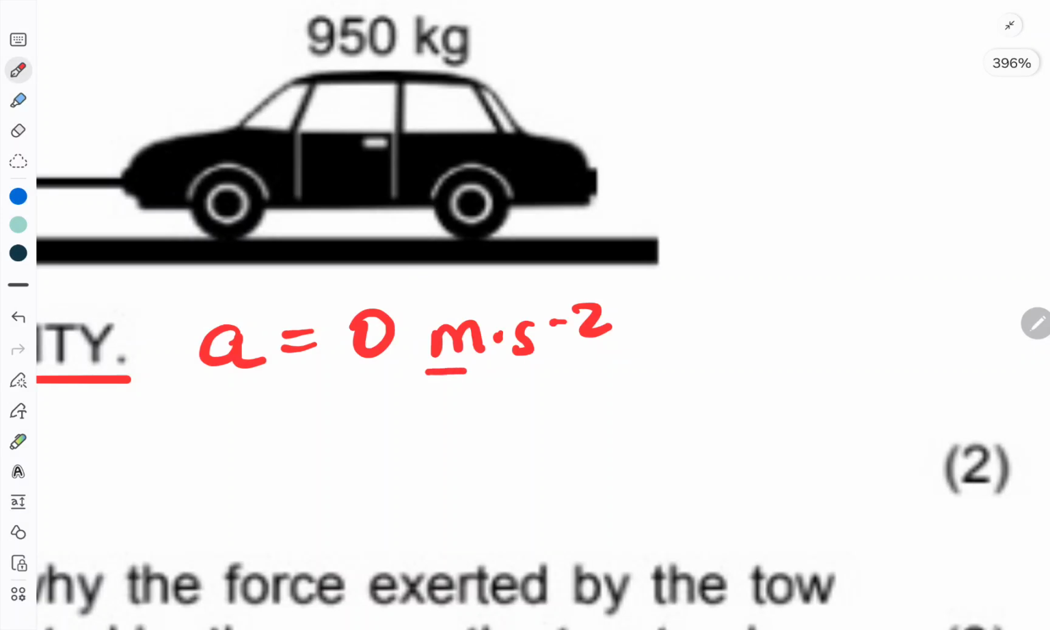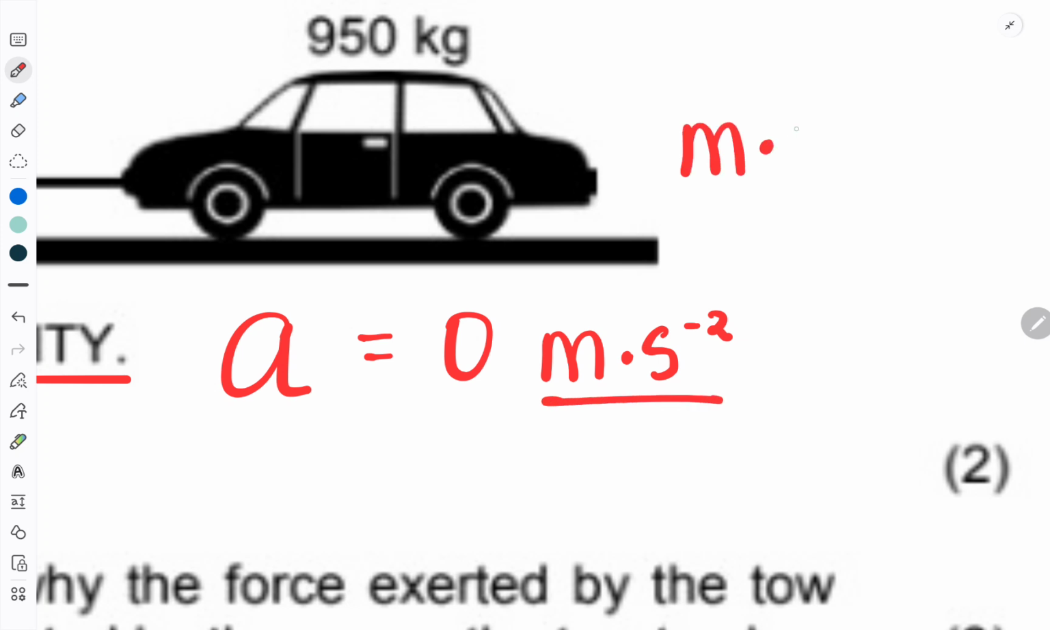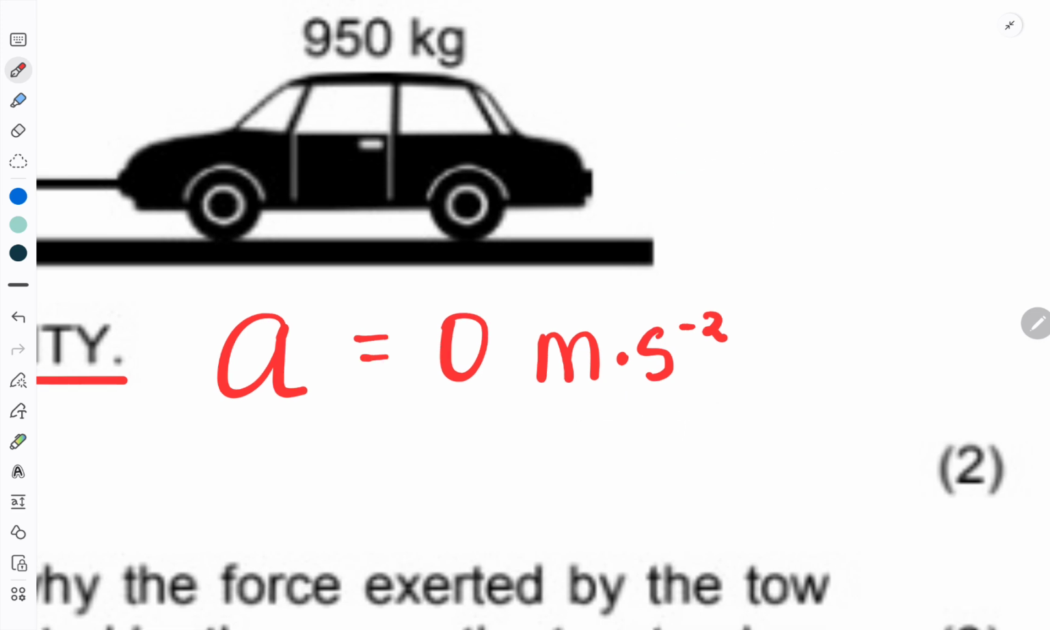Some people don't know the difference between this and this. One is meters per second, the other is meters per second squared. This one is for velocity, while this one is for acceleration. Always remember that. So that's one thing you must know.